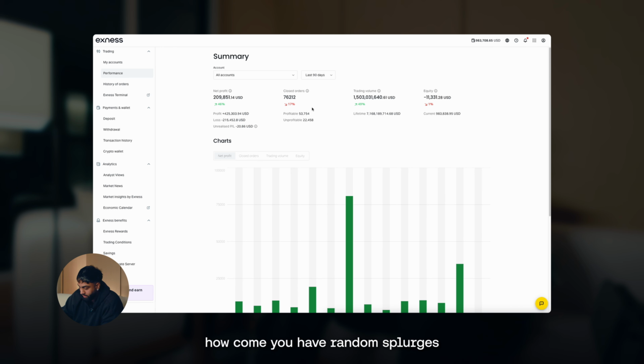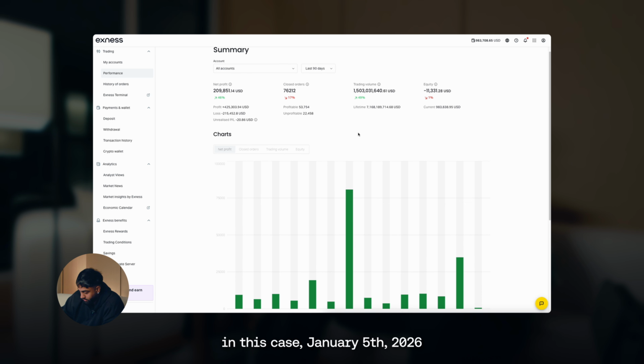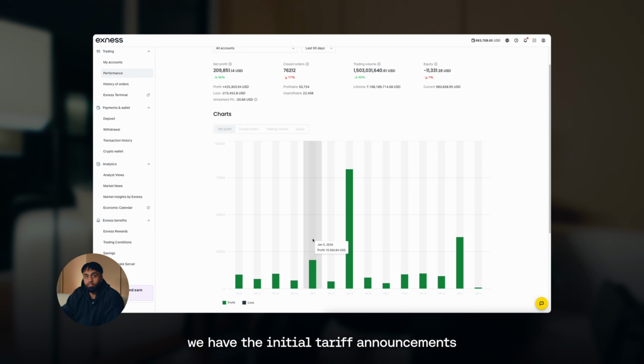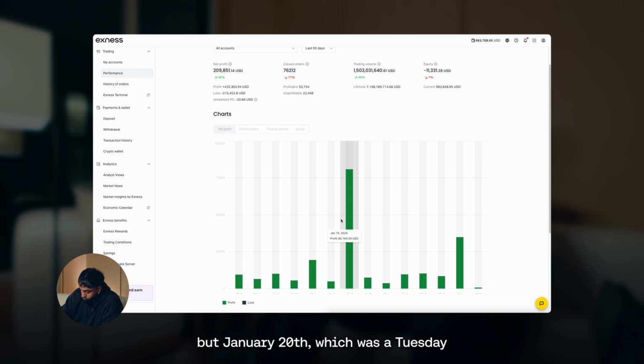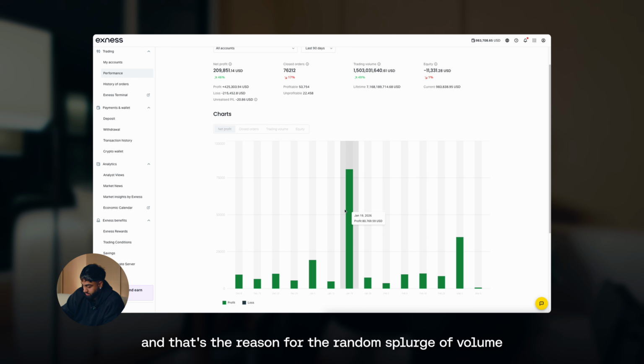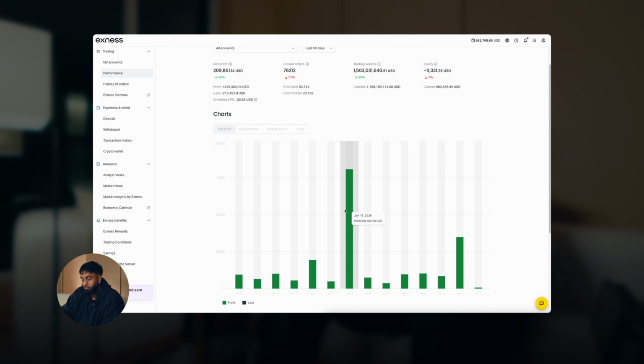And you'll ask yourself, like, hey, how come you have random splurges? Like in this case, January 5th or January 20th. In April last year, 2025, we had the initial tariff announcements, but January 20th, which was a Tuesday, 2026, we initially had another form of news that we haven't dealt with within the past years, which is trade war directly with the EU. And that's kind of the splurge in volume.